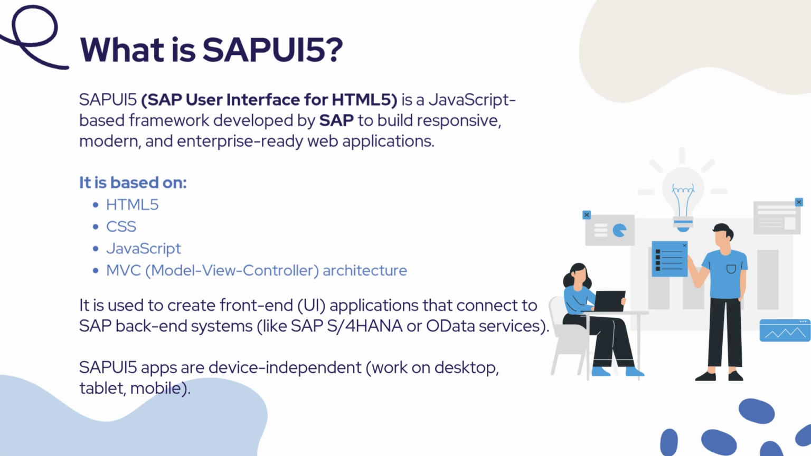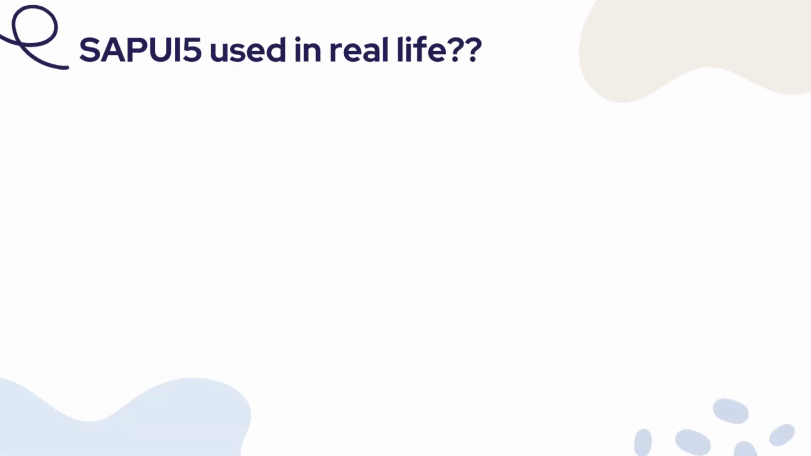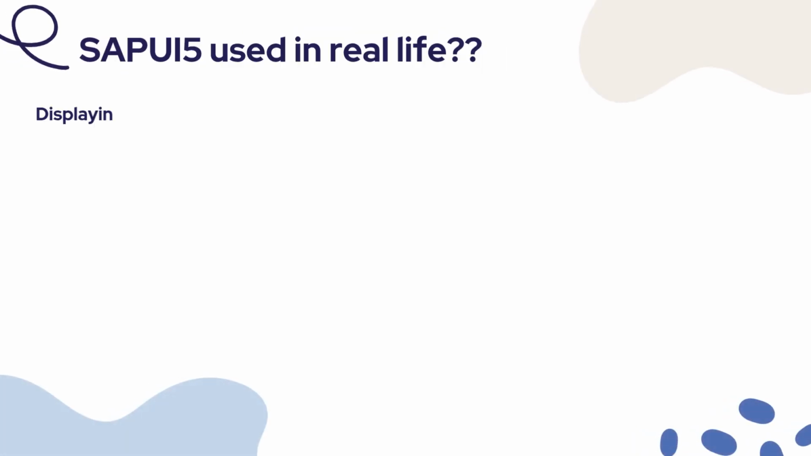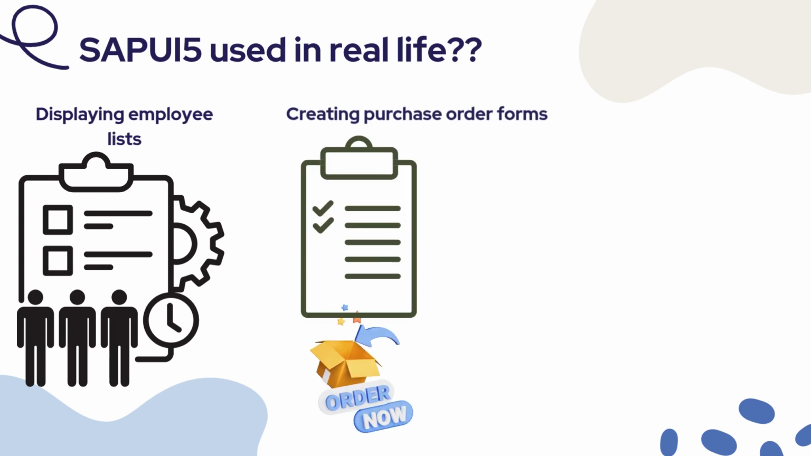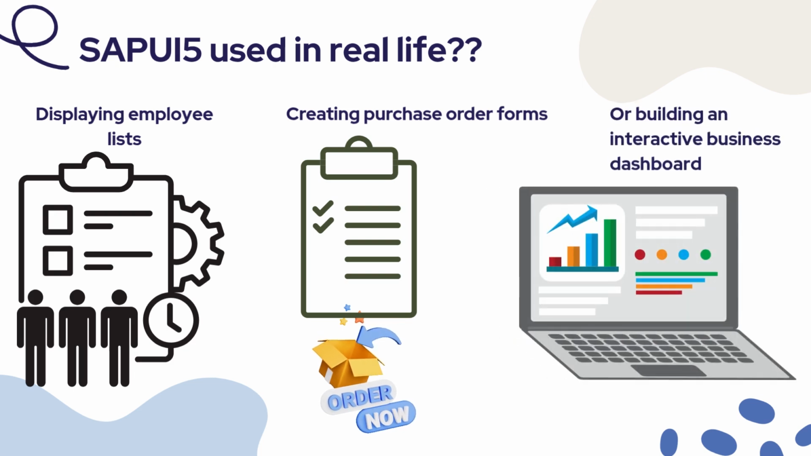is Model View Controller. Now, you might be wondering where it is used in real life. Let's look at a few examples. SAP UI5 is used for displaying employee lists, creating purchase order forms, or building an interactive business dashboard.